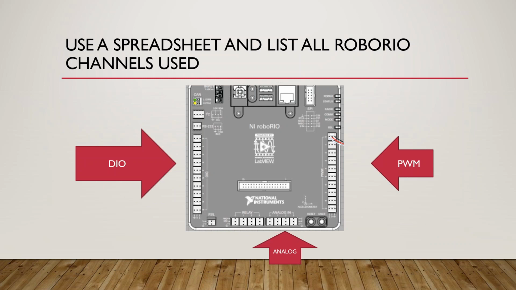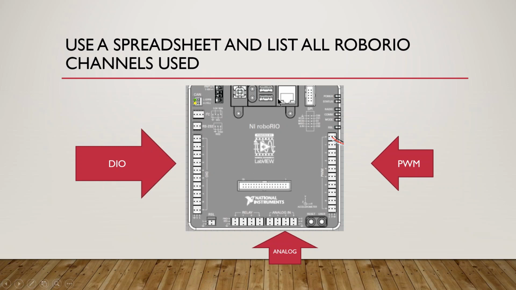So if we look at a picture of the roboRIO, you will see there are a number of connection points. For instance, here on the right, listed as PWM, these are the pulse width modulated channels that are used for motor controls. On the left are digital I/O, which are digital signals that serve as interface to both limit switches and encoders. At the bottom, we have analogs and relays.